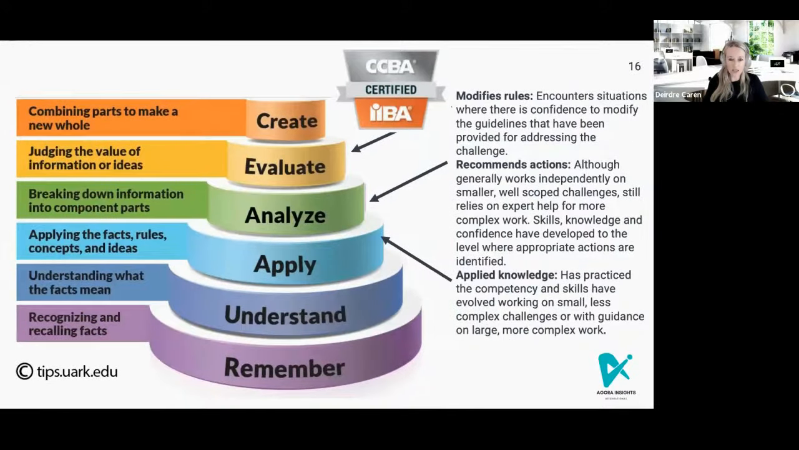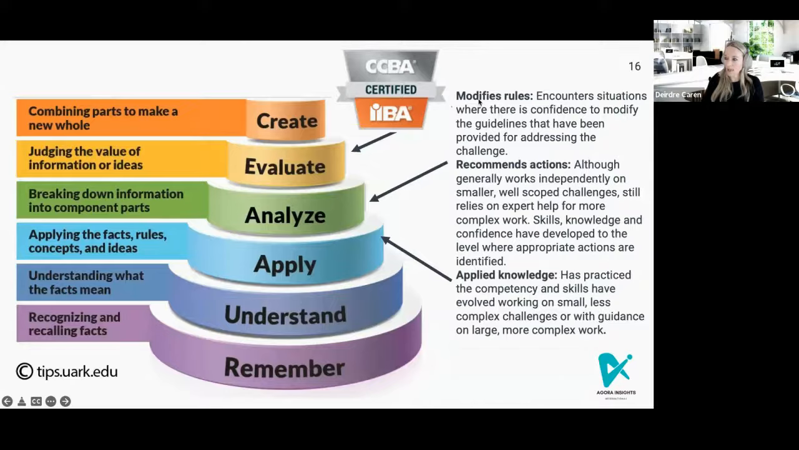So CCBA, you have to know these things, but they don't ask you specific questions around this. They assume you're already at this level. And this is important because a lot of people think, oh, well, I'm just going to focus on this. And no, you can't do that because they're assuming that you already know all of this. And now you are starting to look at evaluating, analyzing, and applying the concepts.